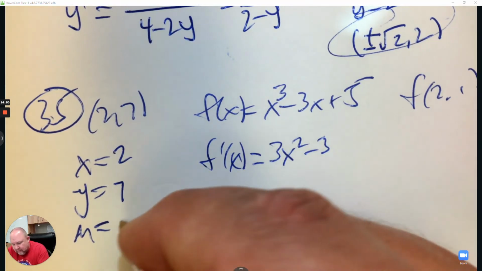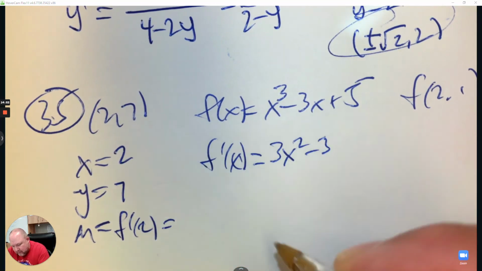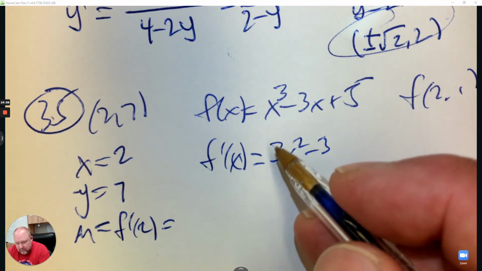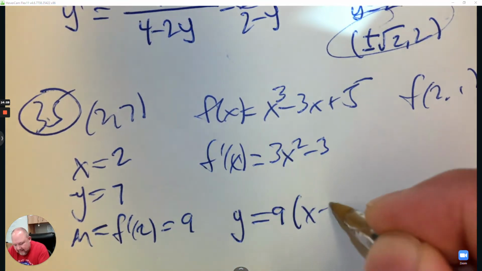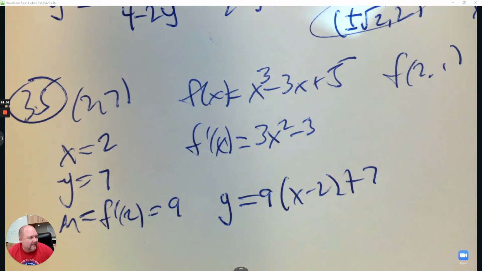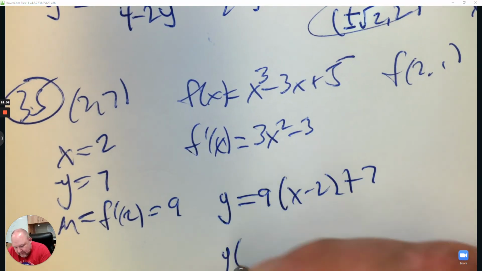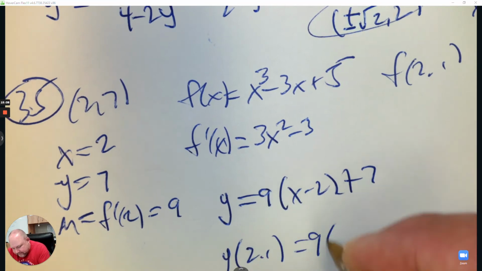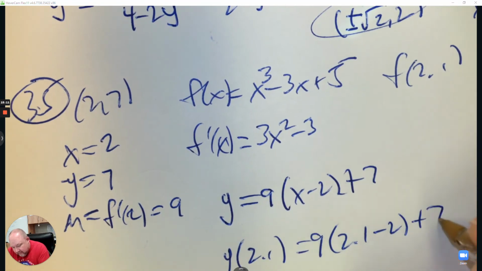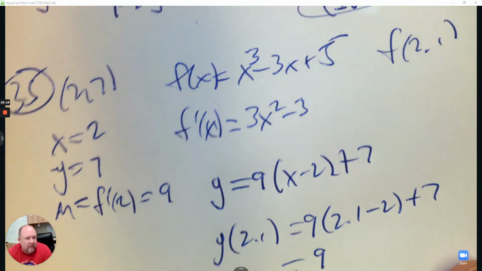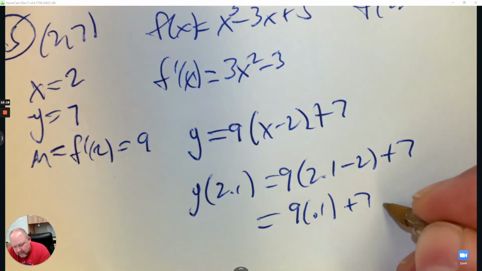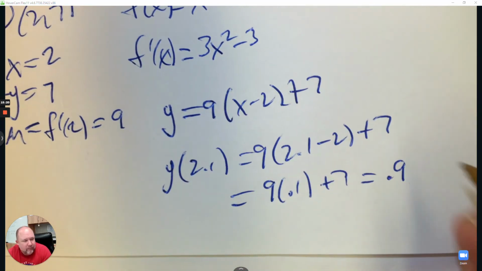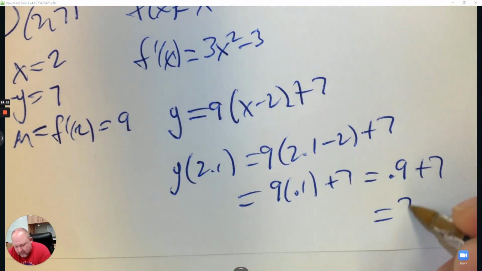Plug in 2 into the derivative to find the slope. 2 squared times 3, that's 12. Take away 3, which is 9. So the tangent line is 9 times (x minus 2) plus 7. Next, we're going to plug in 2.1 into that line and then simplify it. So 2.1 take away 2 is 0.1. 9 times 0.1 is 0.9. Add 7, and you get 7.9.